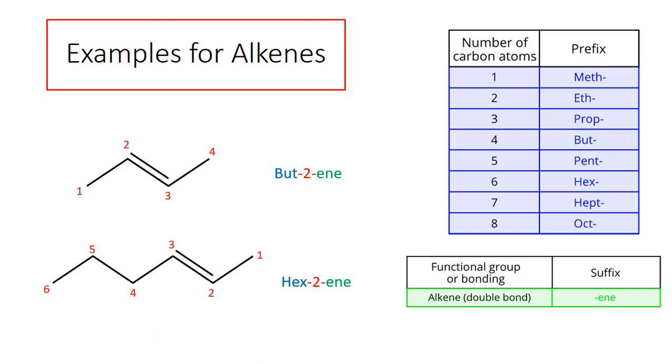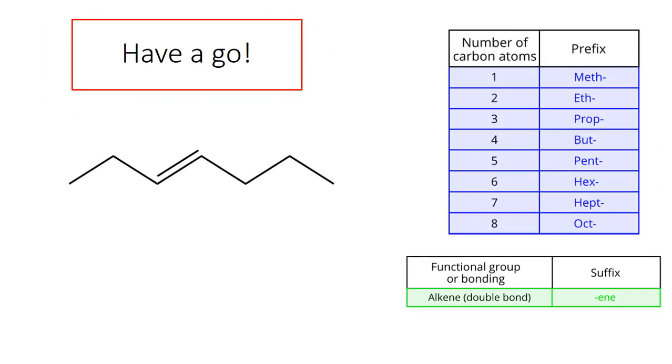Okay? We've got another example that you can try now. So, remember the rules for naming that we've gone through? First, looking at the number of carbon atoms that a molecule contains, and then the functional group, or the bonding that is going on in the molecule, and then possibly the position of any double bonds in the molecule. Okay, so just pause the video now and then unpause when you're ready for the answer.